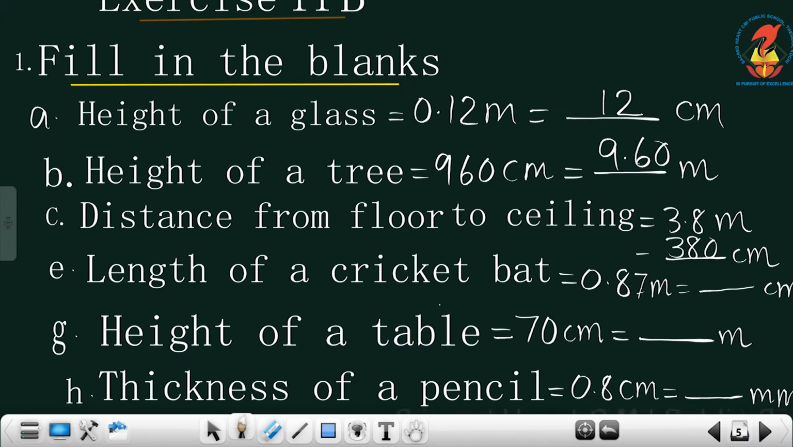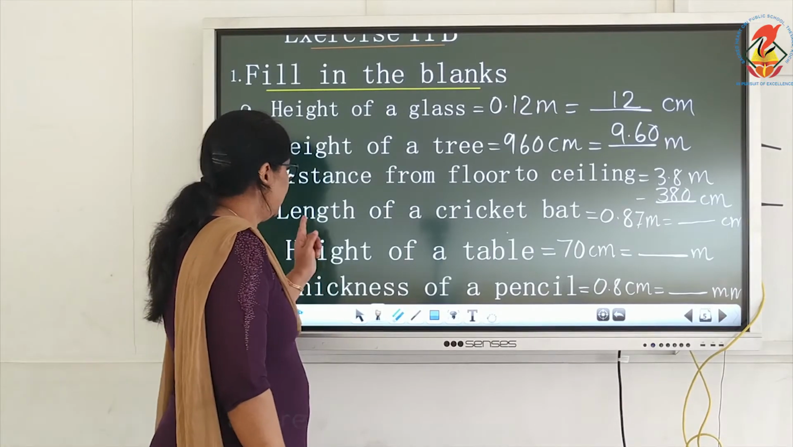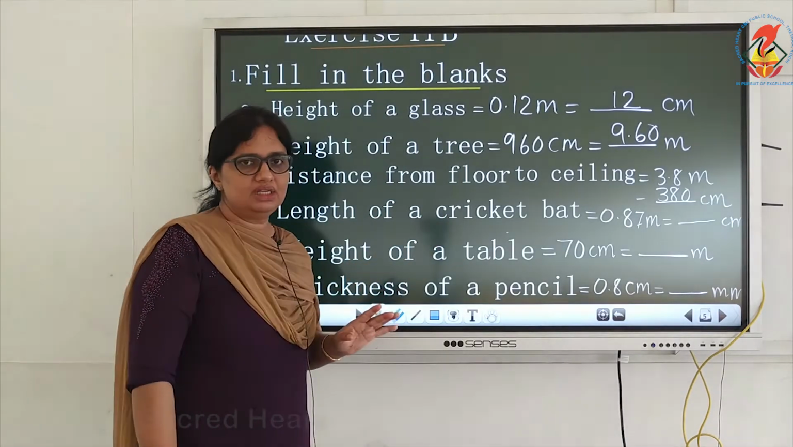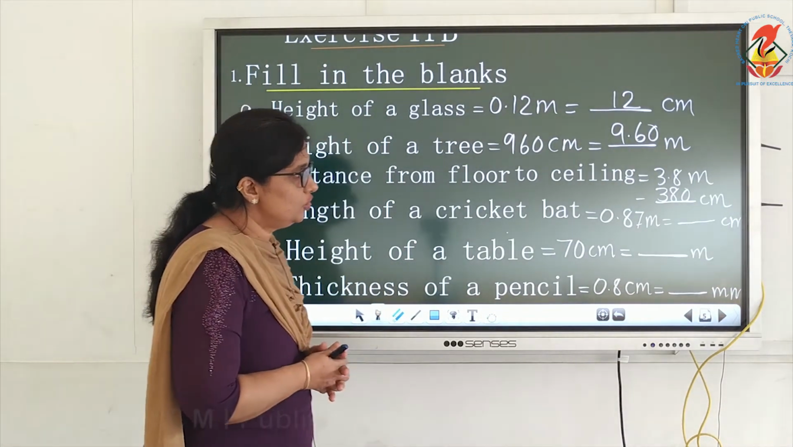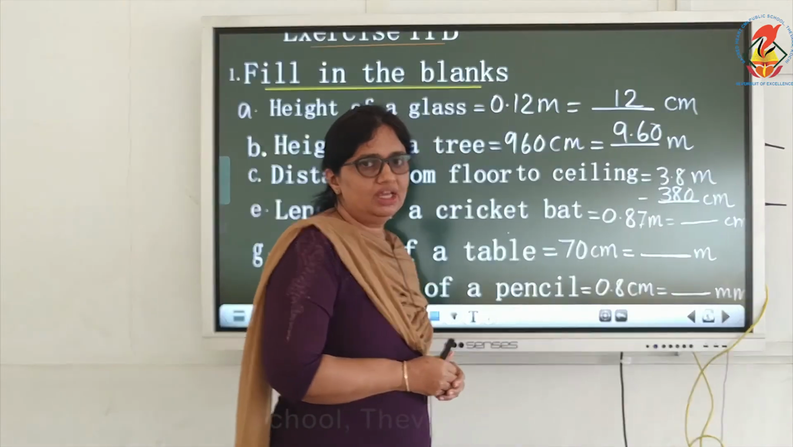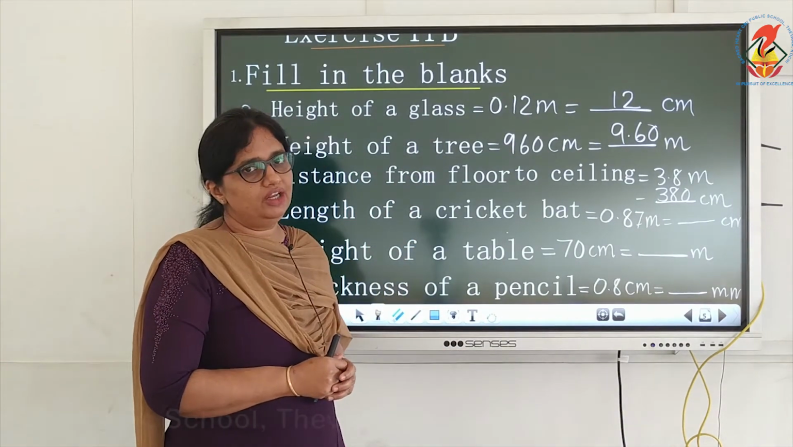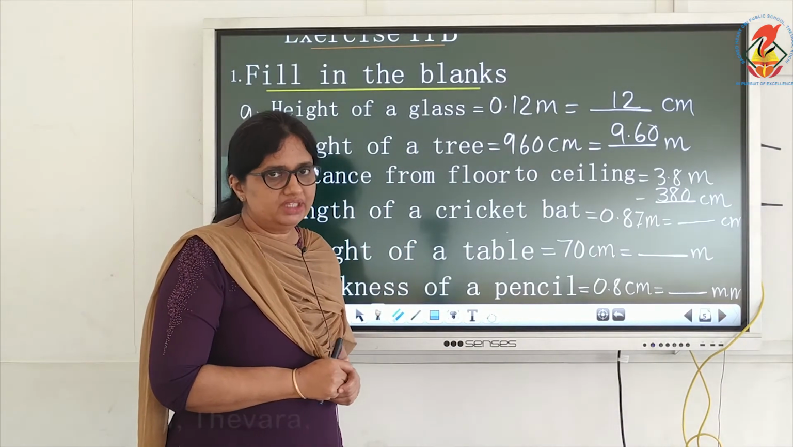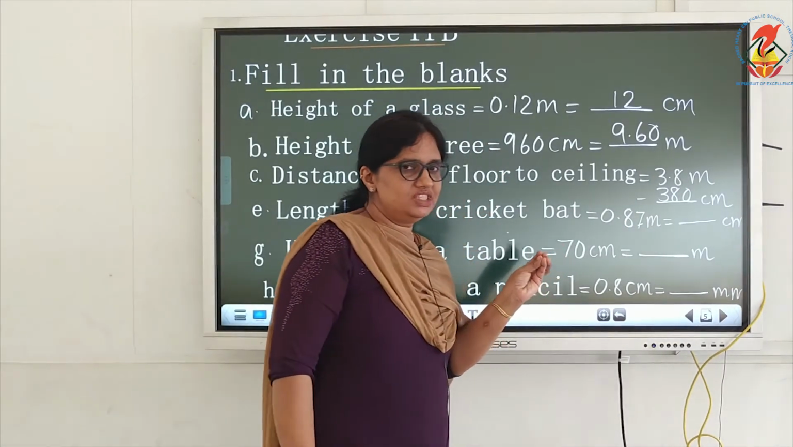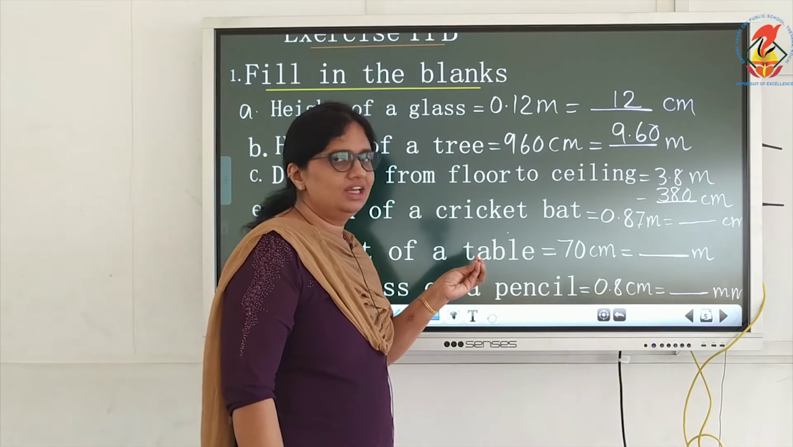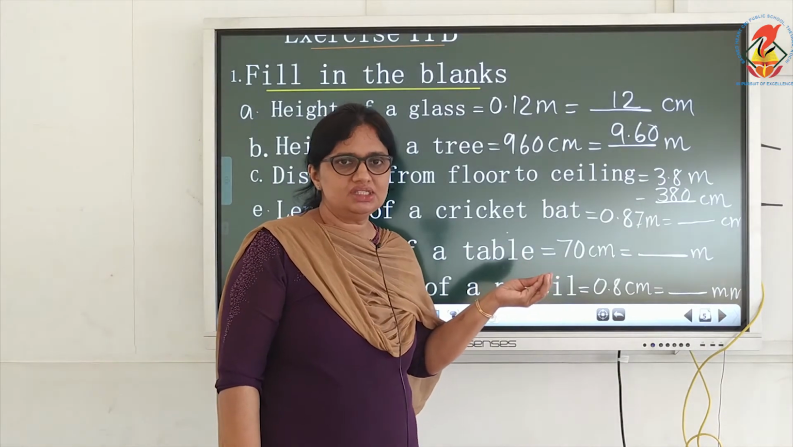380 centimeters only. Is it clear? Okay. And the next one, length of a cricket bat, 0.87 meter. We need to change to centimeter only. Here bigger unit to smaller unit, that is multiplication only, right? And we need to multiply by which number? 100 only, right? That is the relation between meter and centimeter.